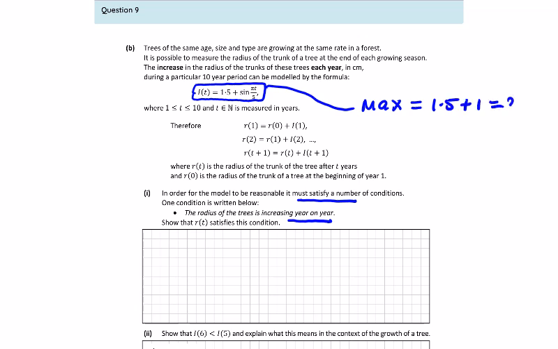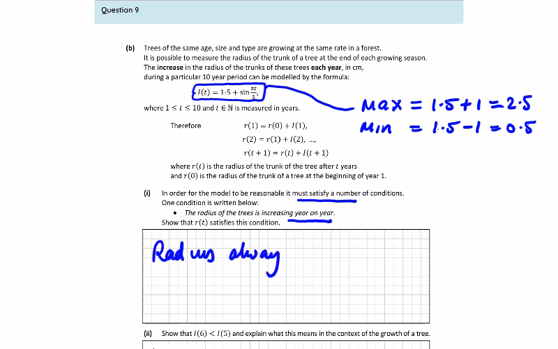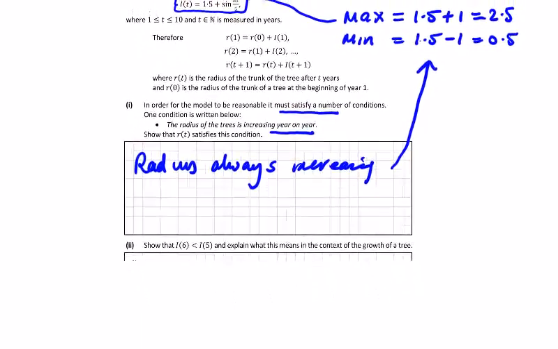So the max radius increase will be 2.5 centimeters, and the minimum value of this function is 1.5 minus 1, which is 0.5. So the radius is always increasing, and you've shown the max of 2.5 a year and a min of 0.5 a year. Then we're asked to just sub in two values here.